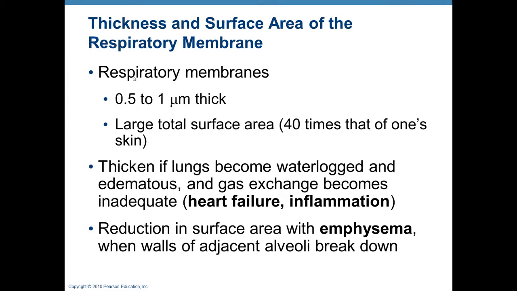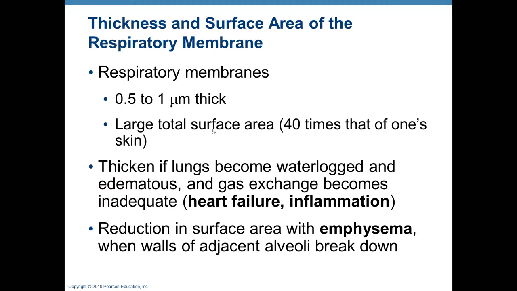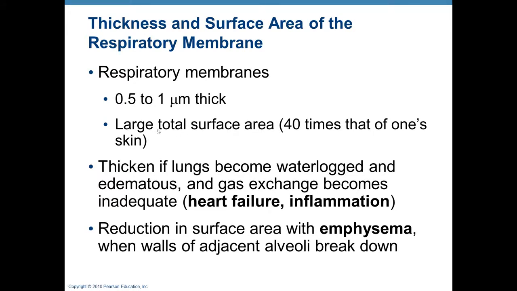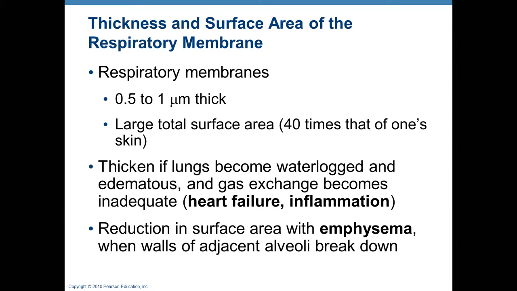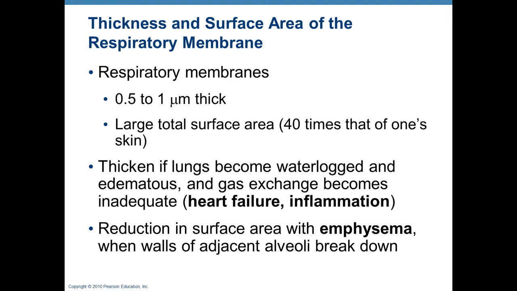Okay, and we've talked about that respiratory membrane already and how thin it is, 0.5 to 1 micrometer thick in some instances. But this is kind of an interesting stat from your textbook. If you think about the total surface area of all of the respiratory membrane, the linings of all of those alveoli throughout all of your lungs, if you could measure that surface area, iron them all out individually, it would be 40 times the surface area of your skin.